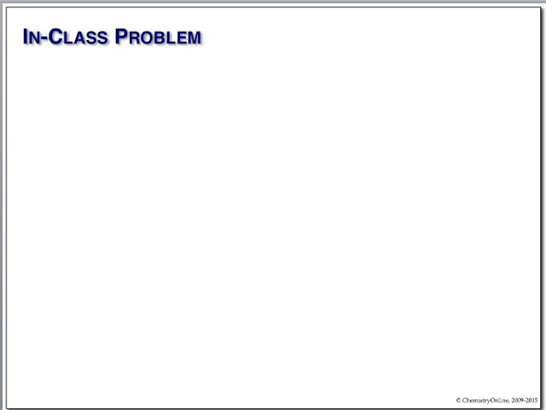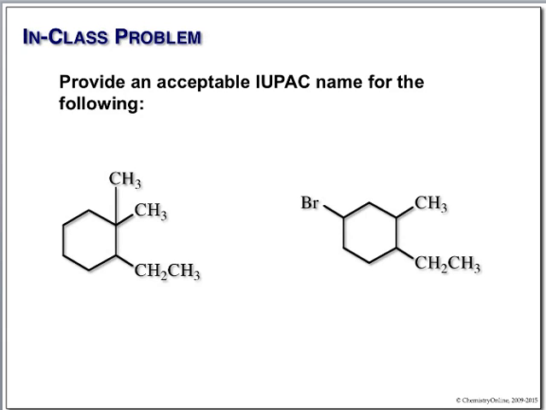Let's look at another example. Go ahead and assign carbon numbering to these guys, and then come up with a name. As far as numbering goes, we're going to have carbons number 1 and 2, aren't we? Alphabetically, ethyl would win, wouldn't it?